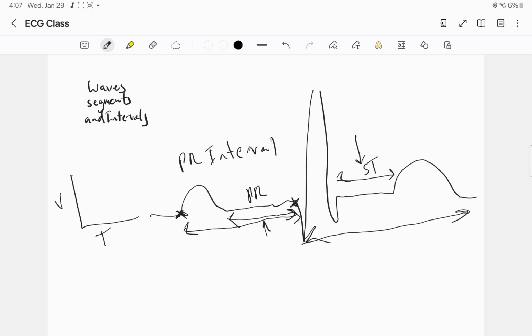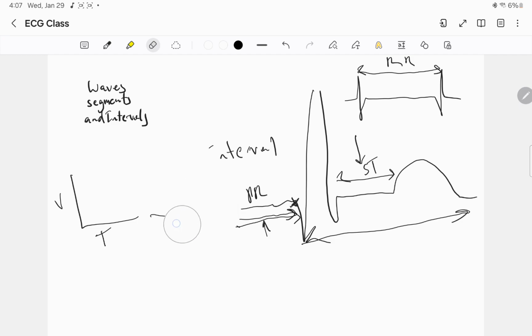Okay. And then the RR interval is the duration. So one QRS is here, another QRS is here. It's the time between two heartbeats, right? Because a heartbeat corresponds with ventricular activity.